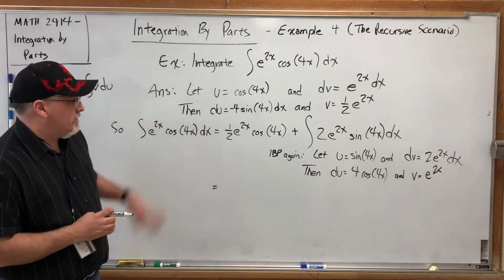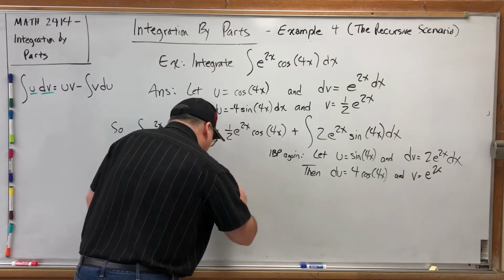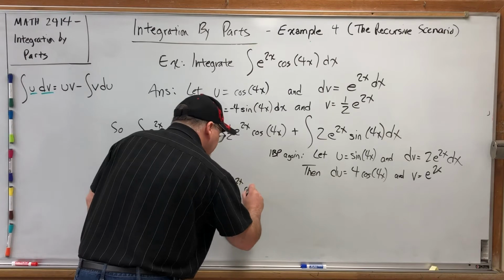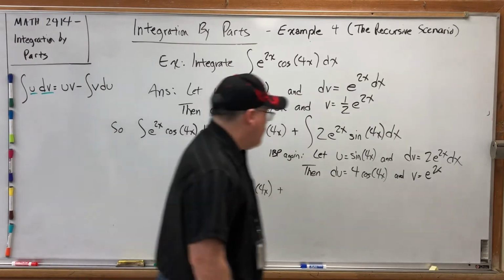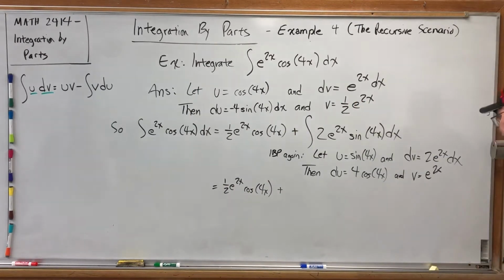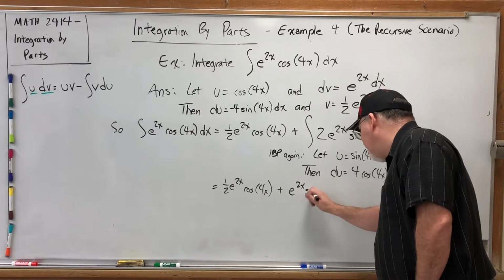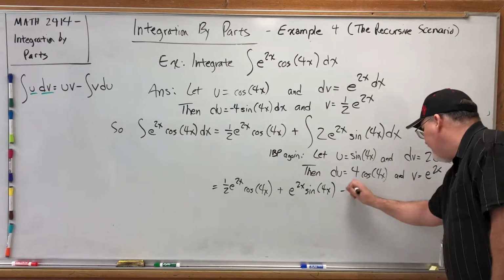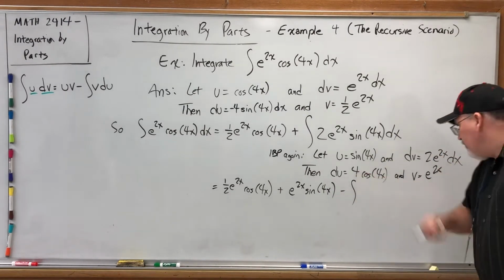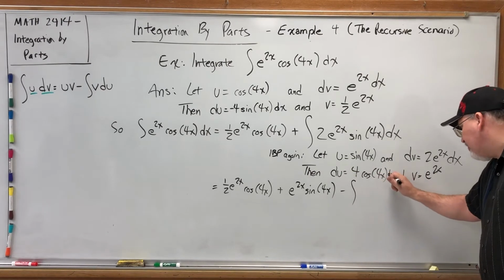Remember, we're in the midst of this integration by parts while doing that one. So let's bring this piece down. 1/2 e to the 2x cosine of 4x, plus, and now I can perform integration by parts on this integral. So let's start with u times v, which will be e to the 2x times sine 4x. Minus the integral of v du. So minus the integral of e to the 2x times 4, oh, there's a dx here, sorry.